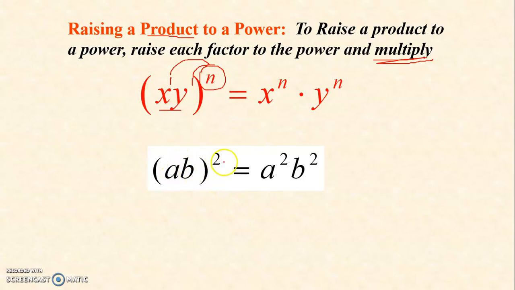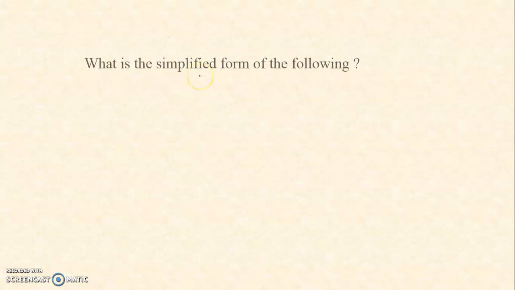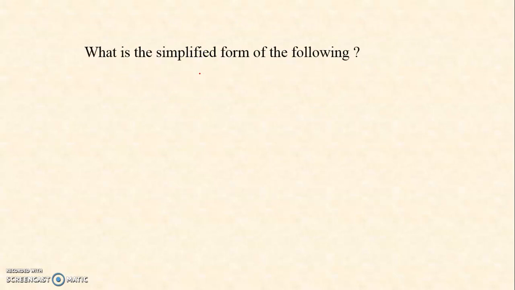So let us have this one. AB raised to 2, the square of AB. The exponent of A is 1, the exponent of B is 1. The same. You're just going to multiply 1 times 2, that is 2, and 1 times 2, that is 2. To understand this law of exponents better, we're going to discuss some examples.